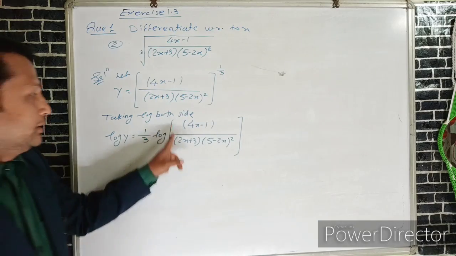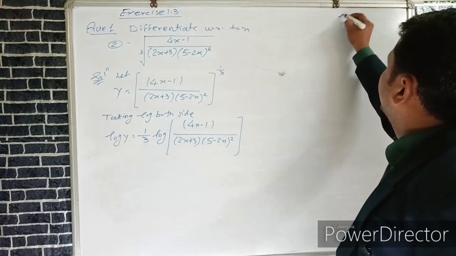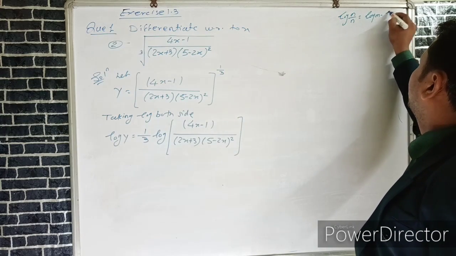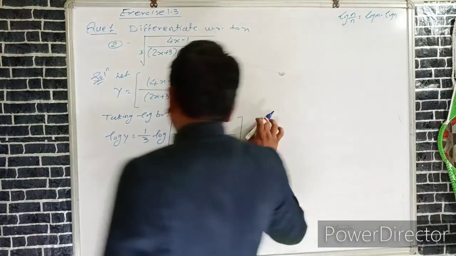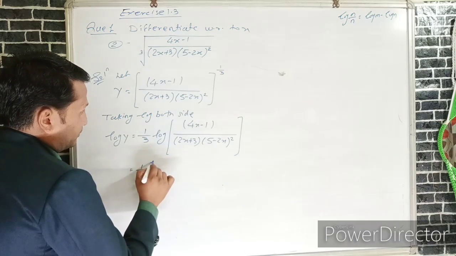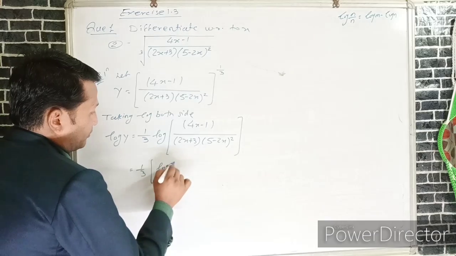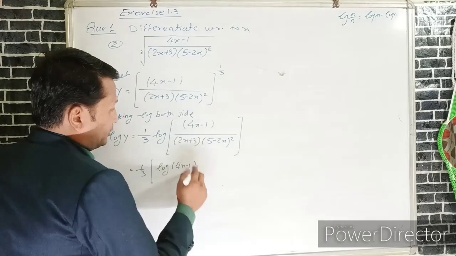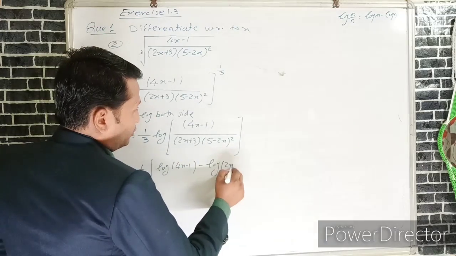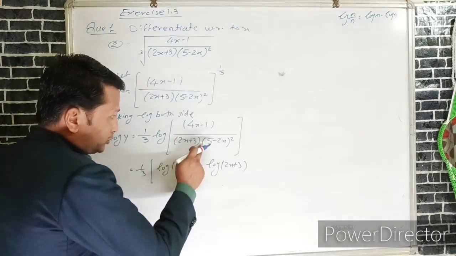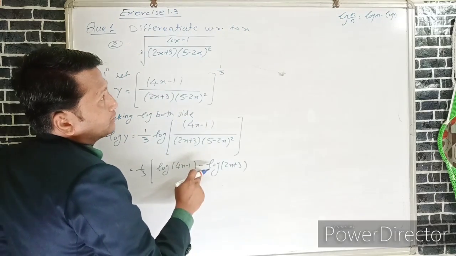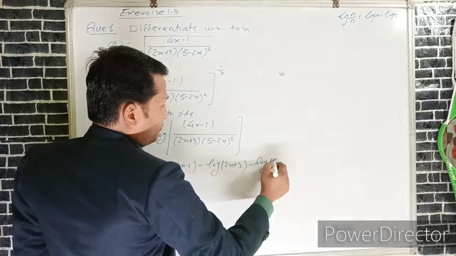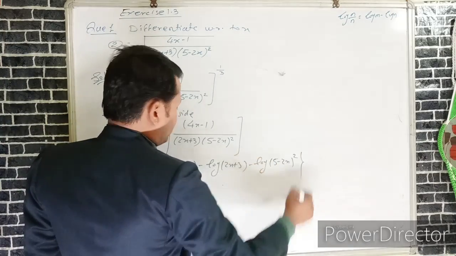Now here we can apply the rule of log of m upon n. We know that log of m upon n is log m minus log n. By applying this rule, we can write it as 1 by 3 into log of 4x minus 1, minus log of 2x plus 3, also minus log of (5 minus 2x) whole bracket square.